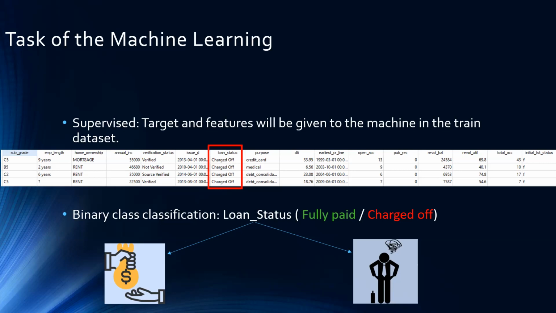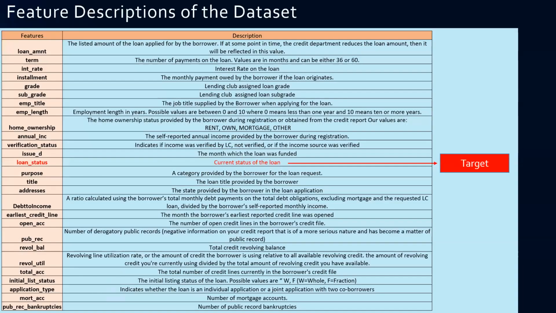As I mentioned before, we will use binary class classification with the target of loan status. In the table, which gives the feature description of the dataset, there is a lot of data about the economic profile of the customers who would like to take a loan from Lending Club.